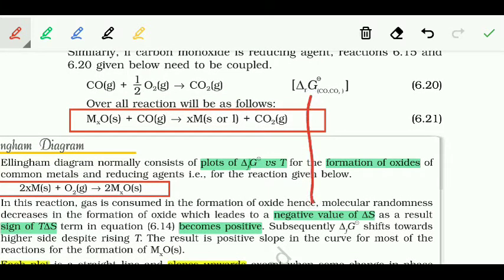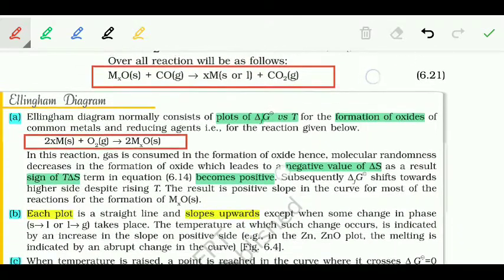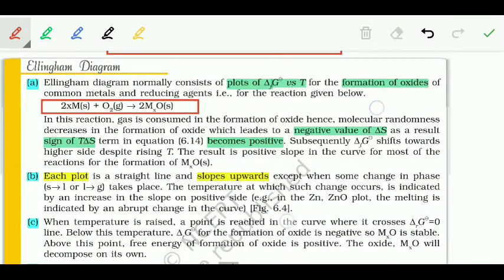Forget all these other reactions. They just give an idea about how different kinds of reactions take place. We are mainly concerned with the reactions in the red boxes. Or if you are still confused, then just remember only one reaction, that is 6.21. The reaction is of a metal oxide and carbon monoxide, which is converted to carbon dioxide and the metal itself. So now our actual topic is starting, that is the Ellingham diagram.